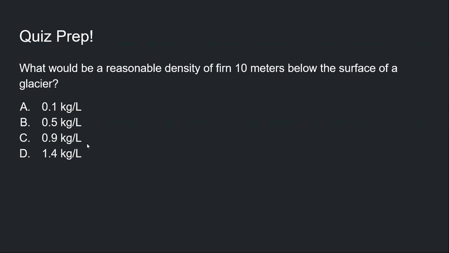And we said that water in its solid form cannot be more than 1 kilogram per liter, because the liquid phase of water is its denser phase. Therefore, 1.4 kilograms per liter is a completely unrealistic answer. So the right answer here is answer B for firn.